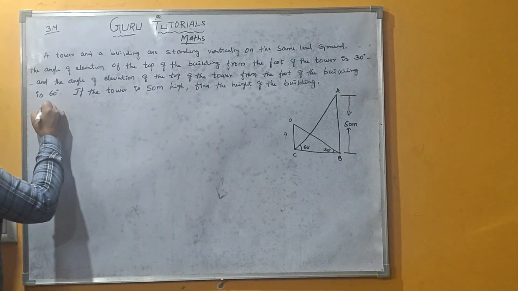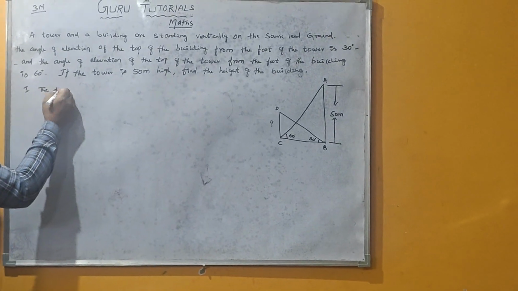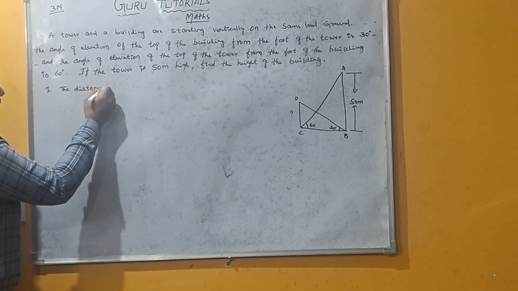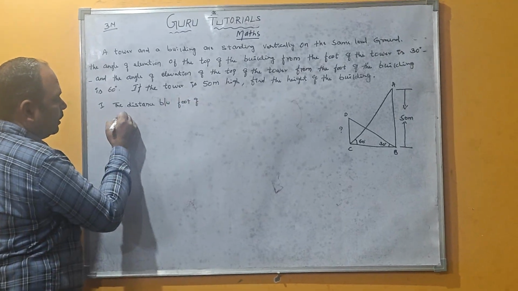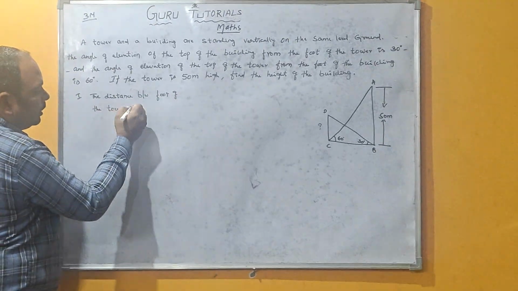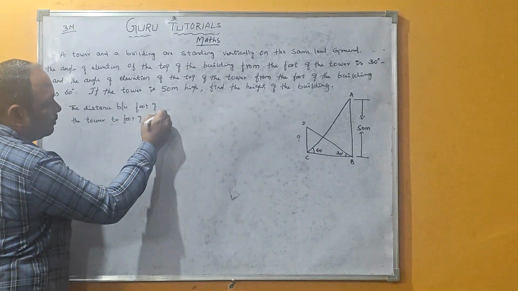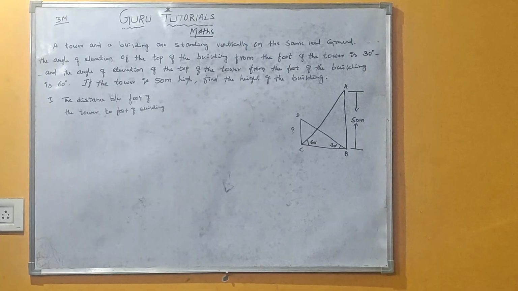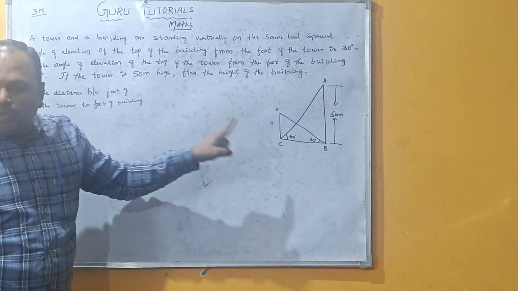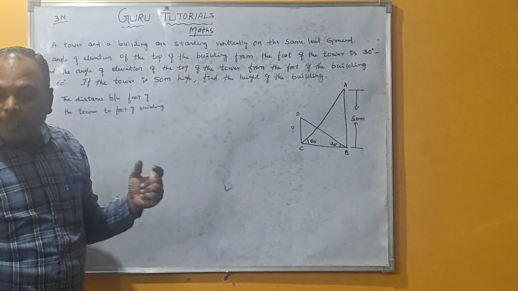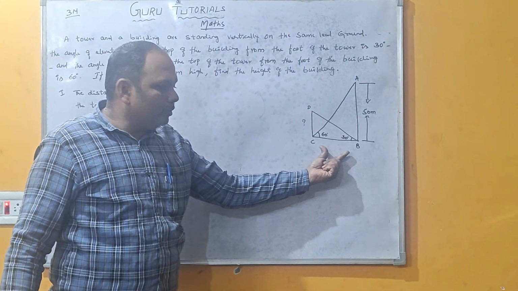So in the first step, the distance between the foot of the tower and the foot of the building means the BC value I have to find out. Which length do we have to find out? BC length. I know AB, I have to find out BC.